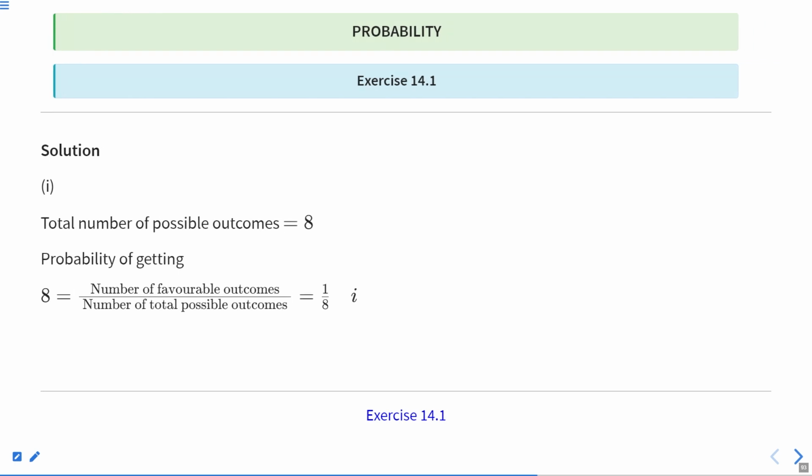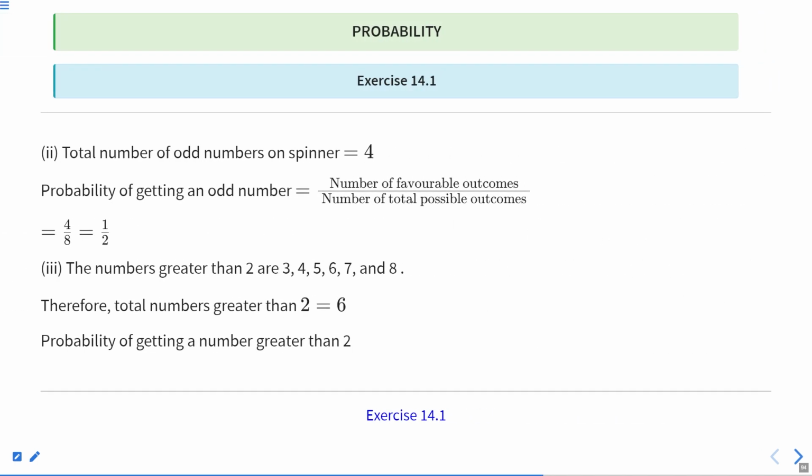So the total number of possible outcomes here in this question is equal to 8. Probability of getting 8 is equal to number of favorable outcomes divided by number of total possible outcomes, and this is equal to 1 by 8. Then the total number of odd numbers on the spinner is equal to 4. So probability of getting an odd number is equal to number of favorable outcomes divided by number of total possible outcomes, and this is equal to 4 by 8, which is 1 by 2.